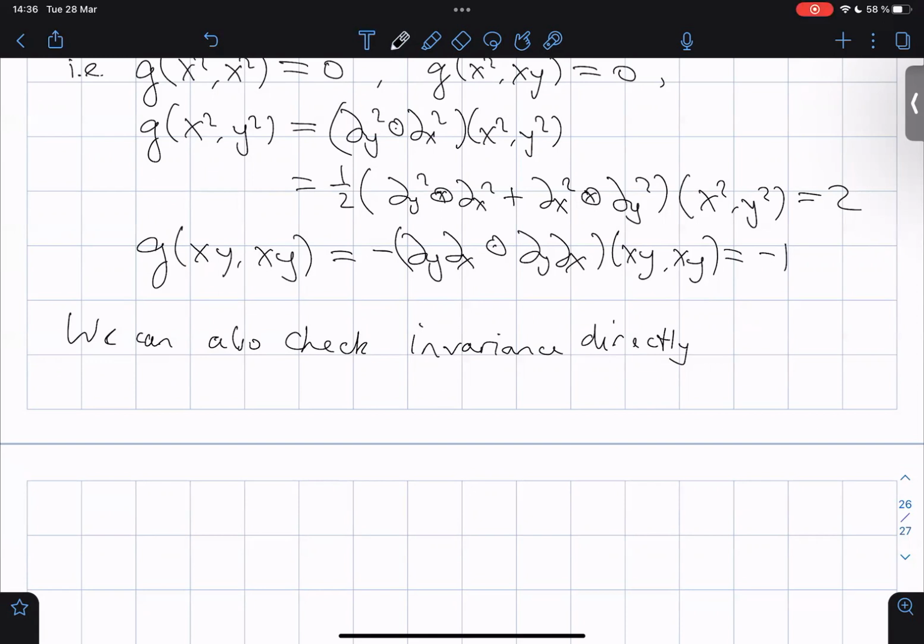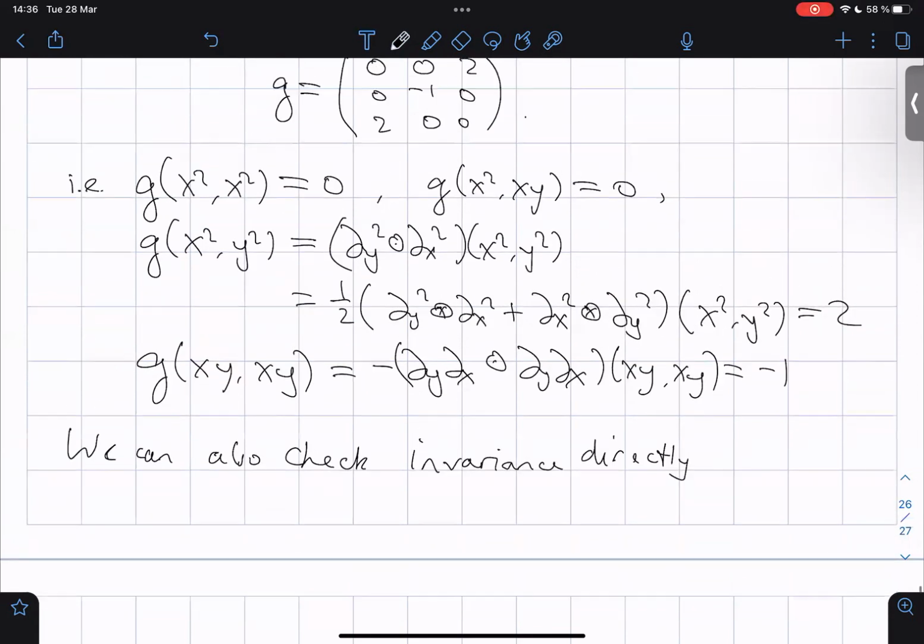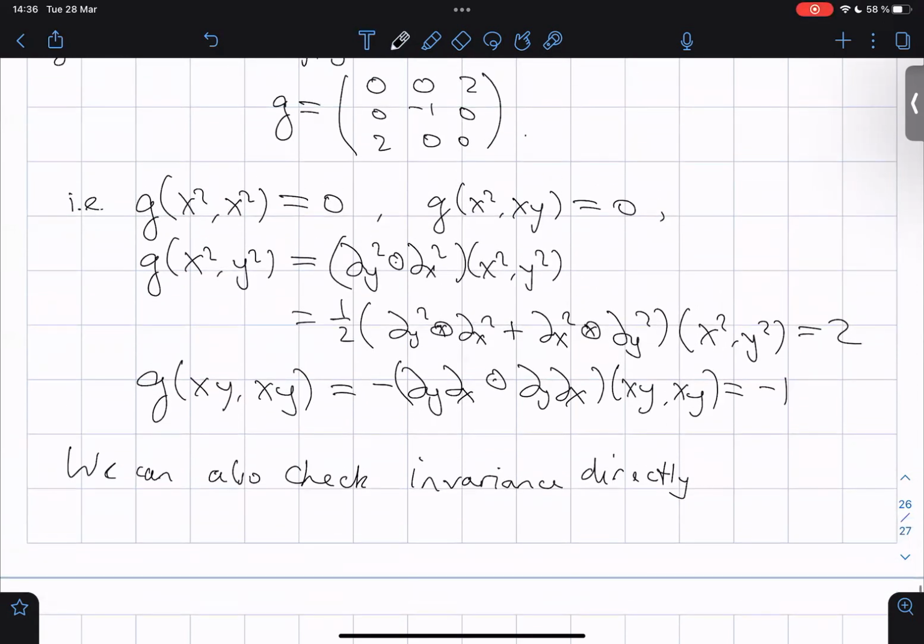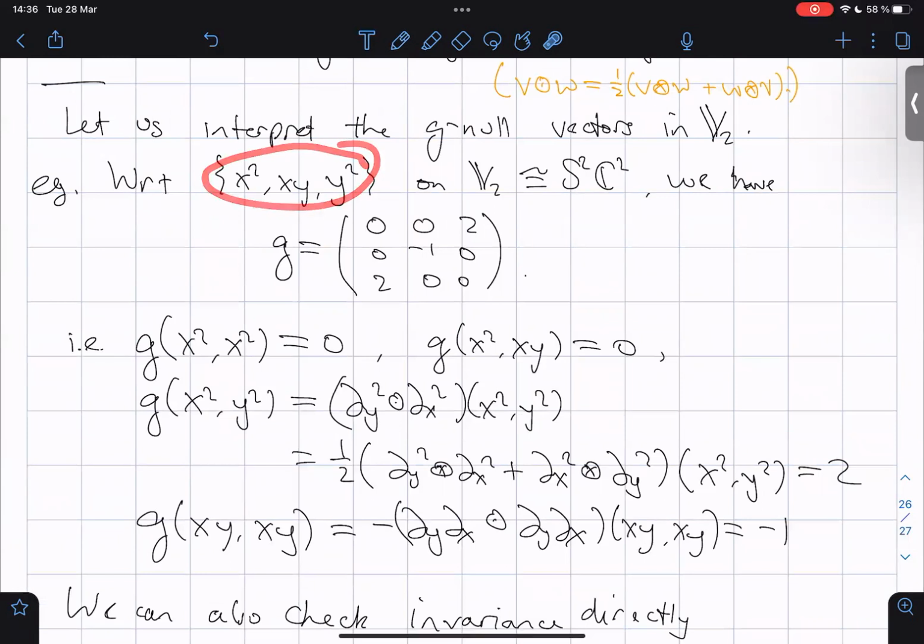Sorry, I think somewhere I might have fallen off here. I wrote G of x squared, y. Oh no, G of x squared. Never mind. I realized what I didn't do was spell out what this means. We're working in this basis, and these are the components of this G in this basis. So this 0 means exactly this, this 0 means not, et cetera, et cetera.